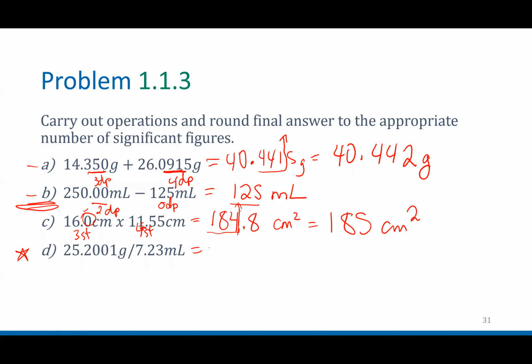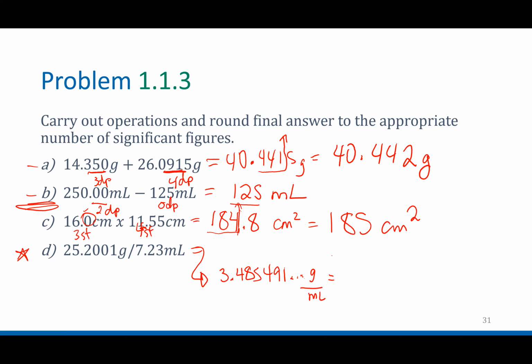So my calculator, I'm going to do this one just down here a little bit. My calculator gives me a crazy number, 3.485491 dot, dot, dot. Like it goes on forever. And the units here are grams per milliliter, which is your third lab. We're going to talk about density. That's what this is called.